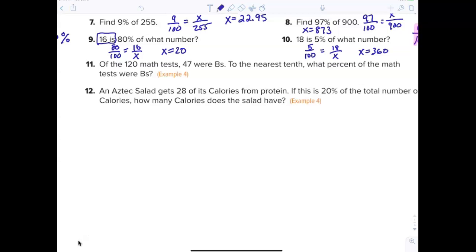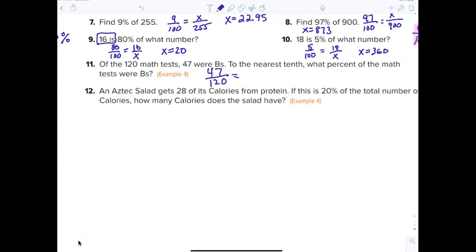So of the 120 math tests, 47 were B's. What percent were B's? All right, this should be simple. What do I have to do? So you put 47 over 120. Let's stop there because you guys are smart. 47 out of 120. Just do that on your calculator. 47 divided by 120. That's literally what that means.